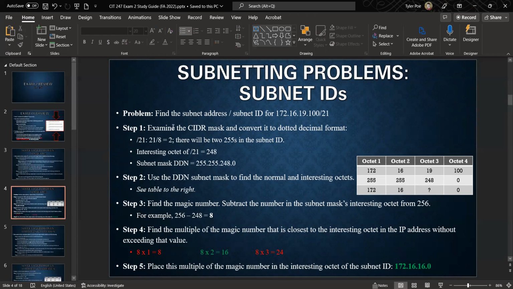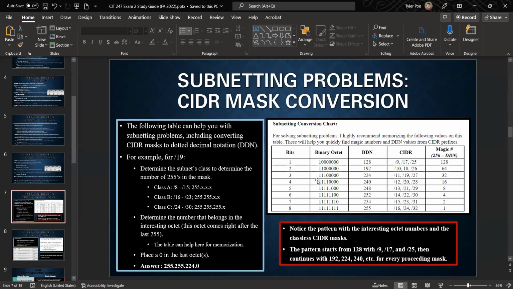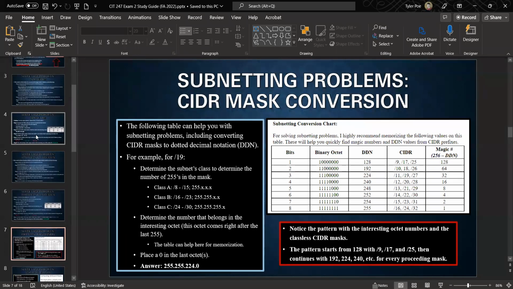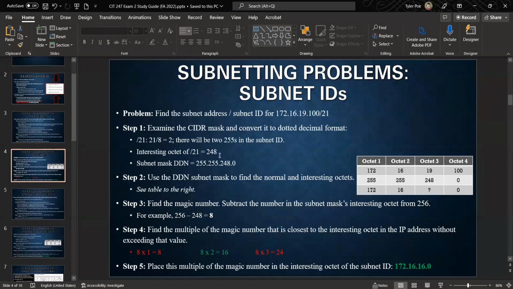But anyway, the first step is to examine the CIDR mask and convert it to dotted decimal notation. Our mask here is /21. We take 21 divided by 8, and we have 2. Therefore, there are going to be two 255s in the subnet mask. The interesting octet of /21, if we go over to the table, if you have this memorized, I think it's 248 if I'm correct. Yep, 248 is the fifth classless mask. So we write that down here.